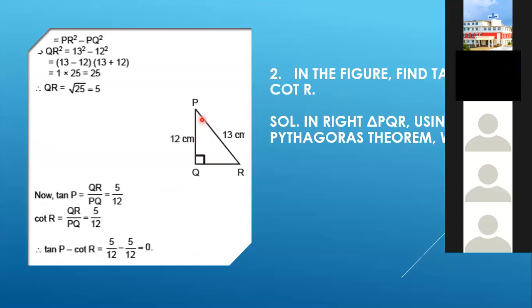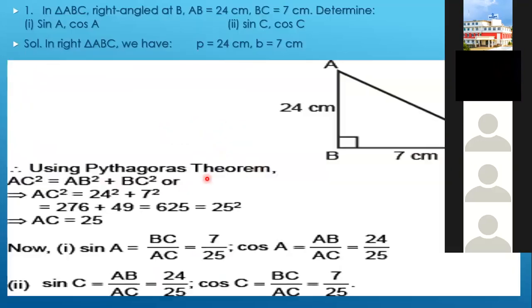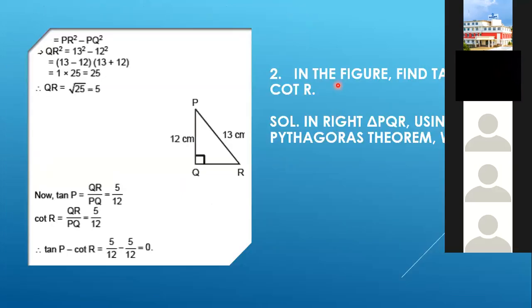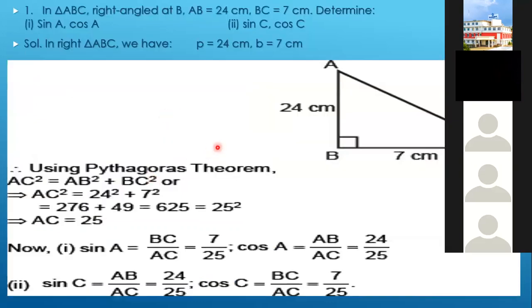So tan P and cot R. Here, as I said, only two sides are given. So what is the first step to be done? Pythagoras theorem. I told all of you to keep your textbook ready, because in this slide there is an answer, so the answer is also there. That's why keep your textbook ready, children. In the figure, find tan P minus cot R.